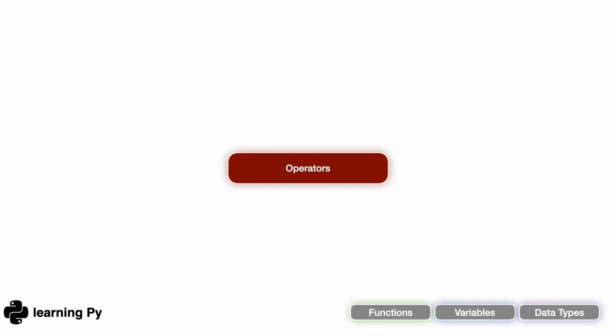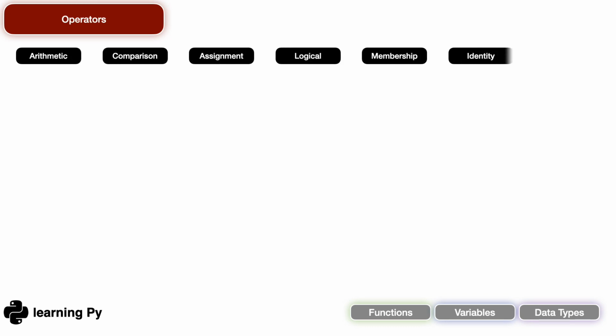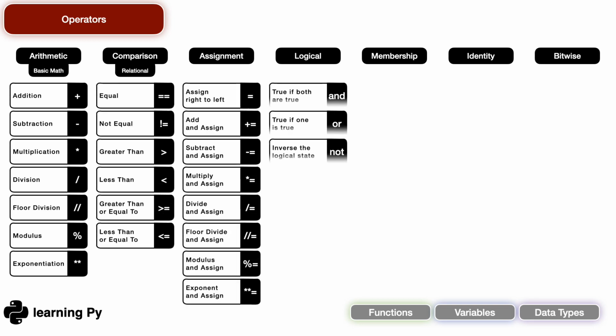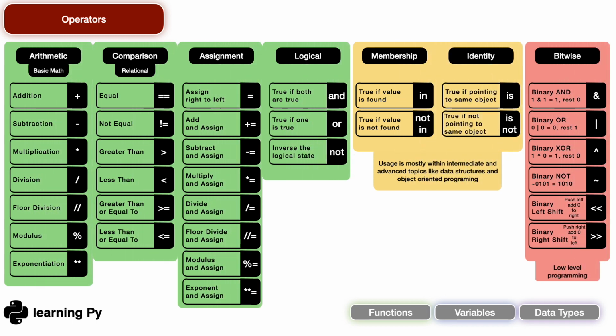We get an extensive set of operators in Python, divided into groups based on their type. You can use this chart as a quick reference. There are 7 types of operators in Python: arithmetic, comparison, assignment, logical, membership, identity, and bitwise. The operators highlighted in green are the ones we'll be covering. The other 3 are part of advanced topics, for which we'll be doing a separate tutorial series.